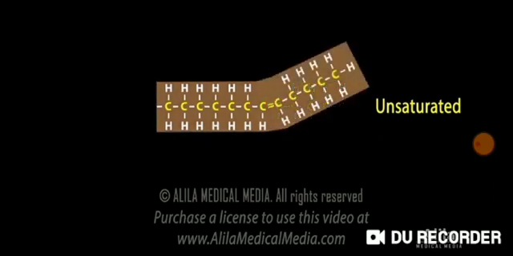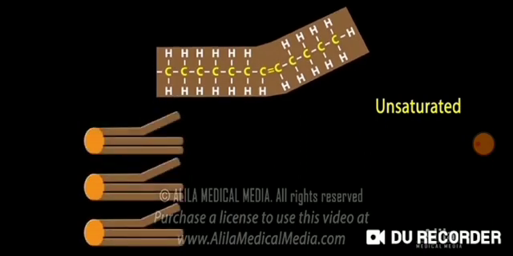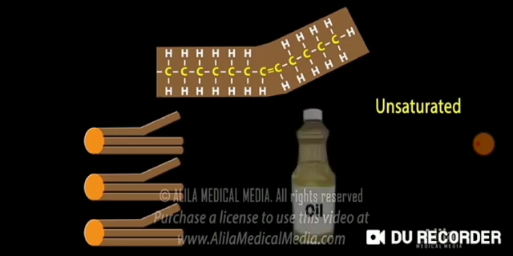On the other hand, when the hydrocarbon chain has fewer hydrogens, it is said to be unsaturated. Instead of binding to a maximum number of hydrogens, some carbon atoms bind to each other via a double bond. The presence of double bonds may bend the hydrocarbon chain, creating gaps between the molecules, making them less compact. As a result, unsaturated fats are usually liquid at room temperature.